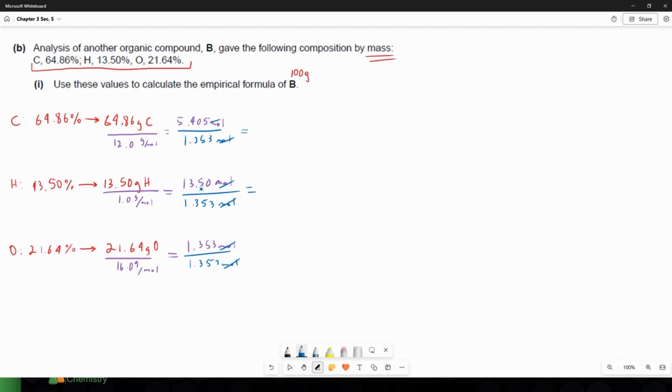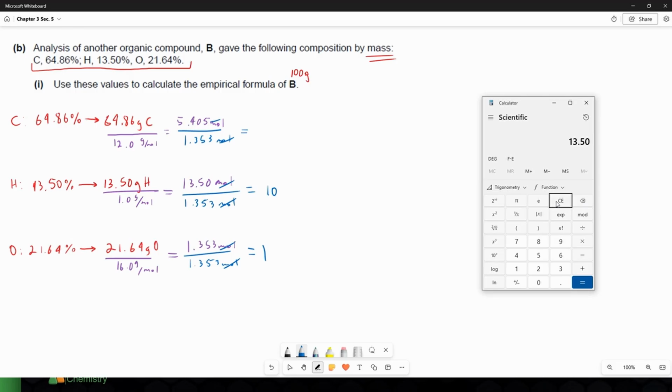Now, this ratio may need to be multiplied, or it might not be. We'll see that in a second. But here, 1.353 divided by itself is just going to give us 1. 13.50 divided by 1.353 is essentially going to give us 10. Because again, sometimes you'll need to round this. If we look at the calculator, 13.50 divided by 1.353 is 9.9778. That's essentially 10, right? We need to be comfortable with saying, oh, that's just rounding error. That's just experimental error. We essentially have a ratio of 1 to 10 there.